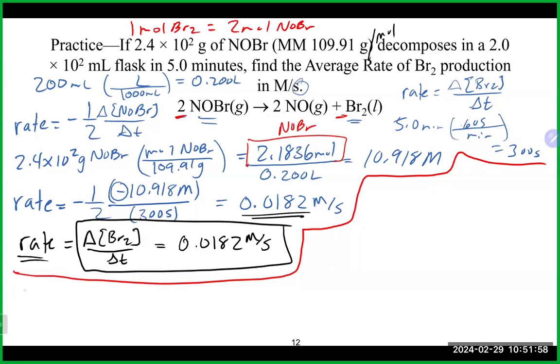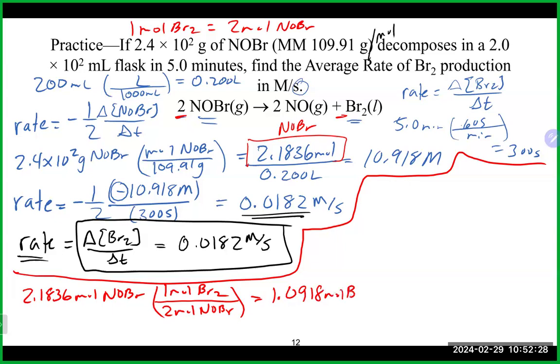So we'll go here. We'll take our 2.1836 moles of NOBr. We're just going to do a stoichiometry problem here. And again, 2 moles of NOBr gives us 1 mole of our Br2. So we're just going to relate it back over to our Br2 right up front. And that would give us 2.1836 divided by 2 will give us 1.0918 moles of Br2.